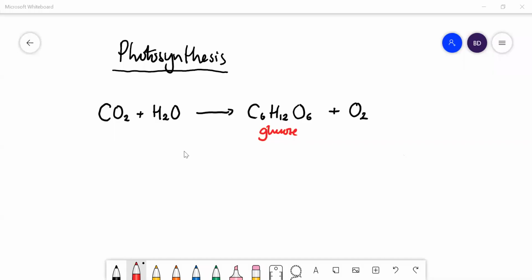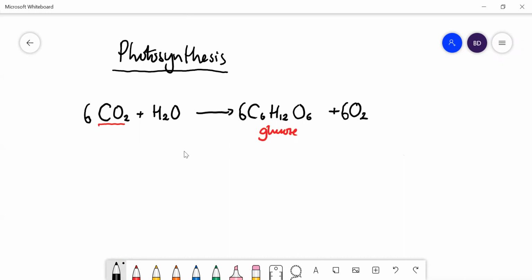Okay, so here's the equation for photosynthesis. We start off with carbon dioxide and water, and we turn it into glucose and oxygen. If you want to balance that, you're going to have to put a 6 in front of the carbon dioxide. And because we've got 2, we're going to have to put a 6 in front of the glucose, and we get 6 oxygens as well.